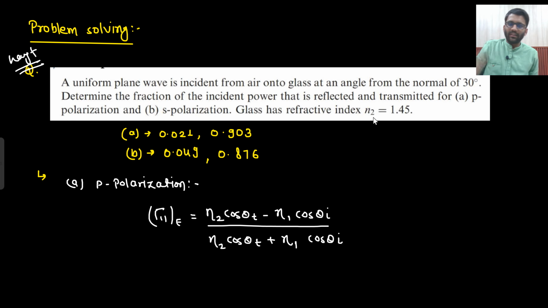Now you see one thing, they have given the refractive index. They did not give the intrinsic impedance. This is the refractive index, not the intrinsic impedance. This is n, your refractive index.